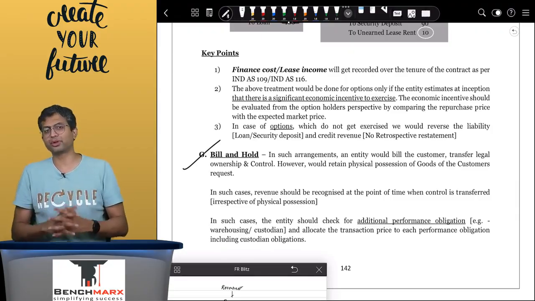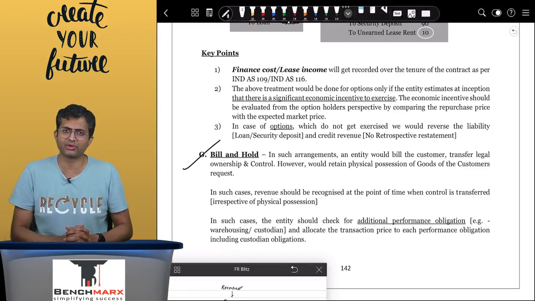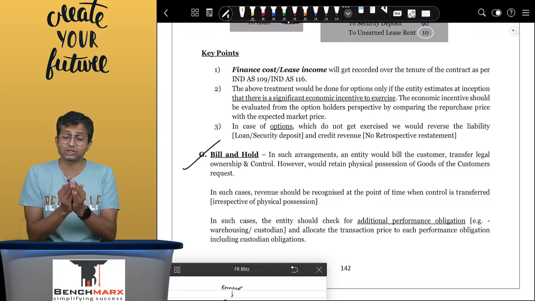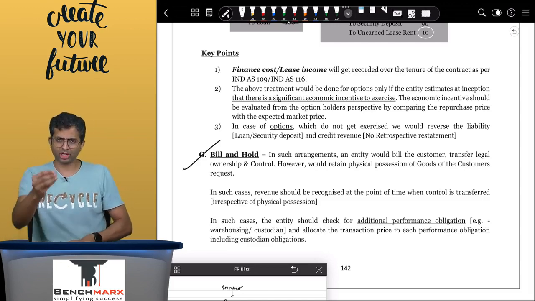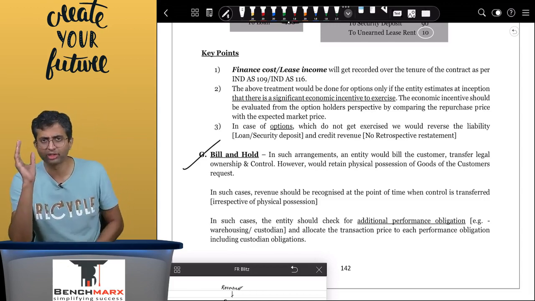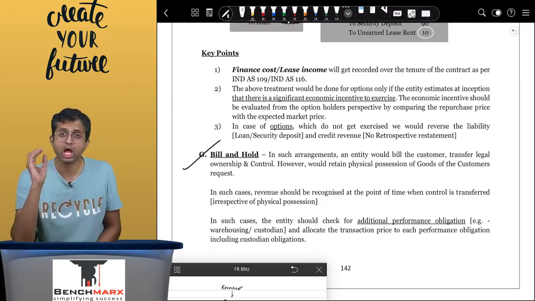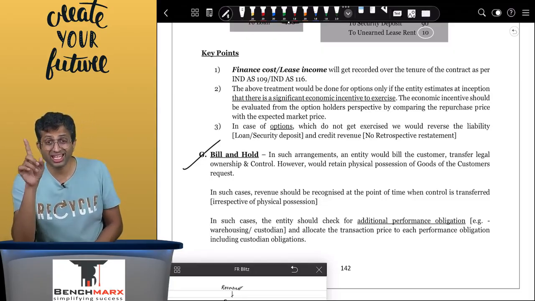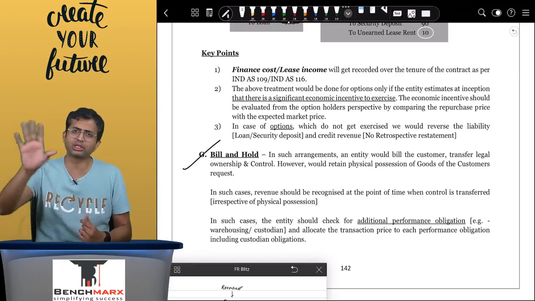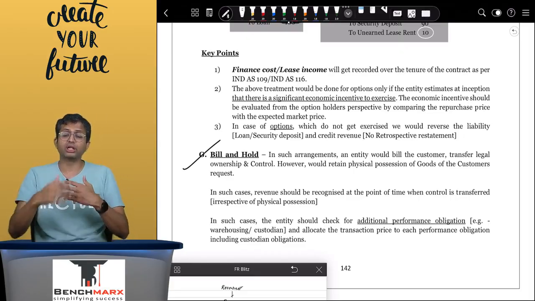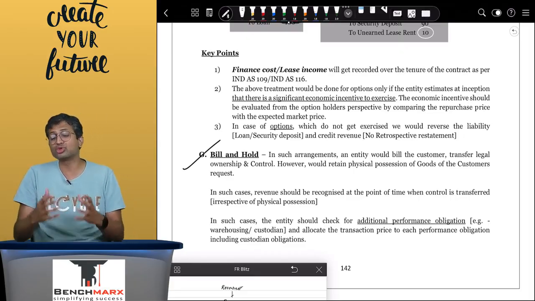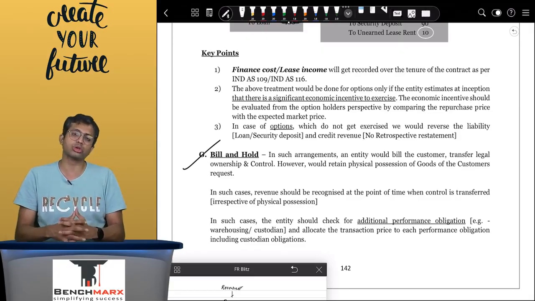there is a hidden performance obligation of even custodian or warehousing services. So, for example, if it takes 2 years for me to make a particular product, I give that product after 2 years, my performance obligation is discharged. However, if I also have to store these goods for another 3 years, in which case I have another performance obligation or promise to act as a warehouser or custodian of these goods.